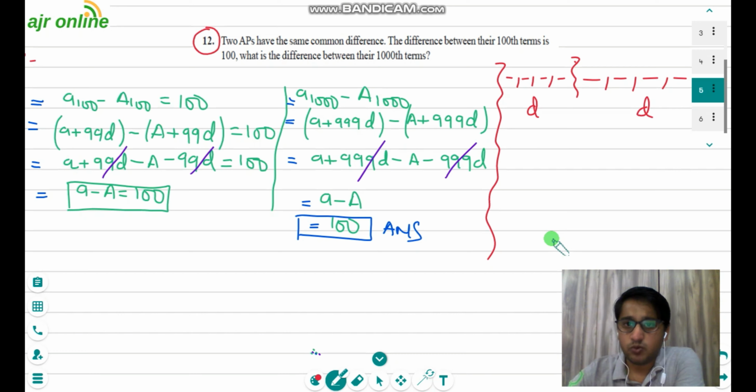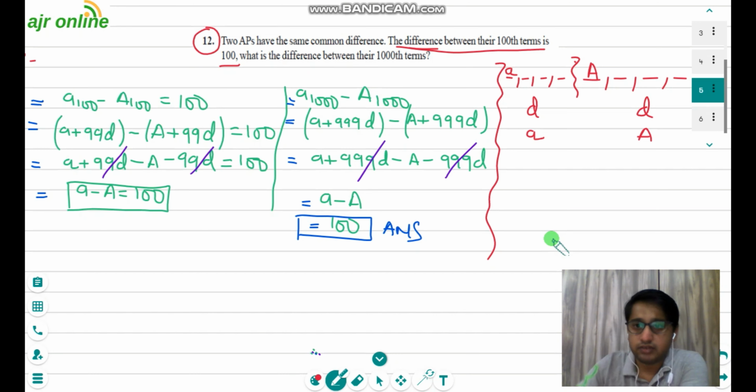Two APs have the same common difference, and the difference between their 100th terms, it means that the first term is different. So we have taken small a over here and capital A over here. We have taken its first term is small a and its first term is capital A. Now it is saying that the difference between the 100th terms is 100. Now I have written the equation over here. Its 100th term will be what? Its 100th term will be small a100, and its 100th term will be capital A100.